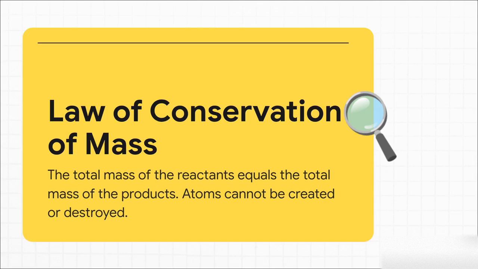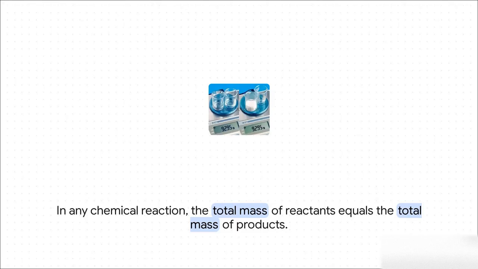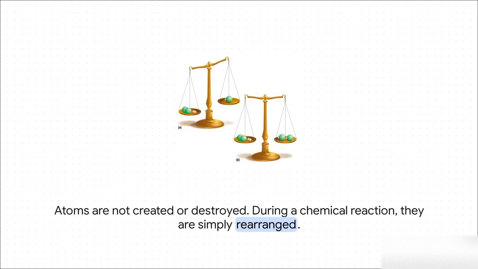That means in any reaction, the total mass of all your reactants has to equal the total mass of all your products. Nothing just disappears into thin air. And this visual just shows it perfectly. Look at that scale. The mass before the reaction is exactly 92.95 grams. Then, after the reaction happens inside that sealed flask, the mass is still exactly 92.95 grams. See? Nothing was lost.